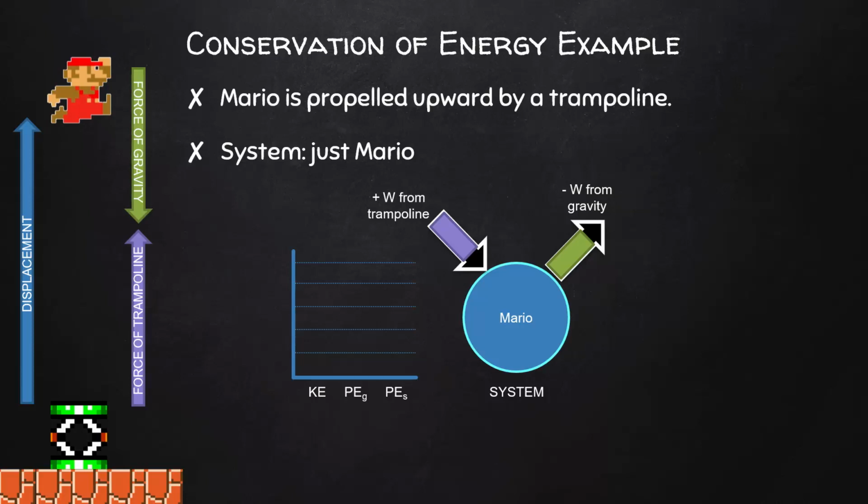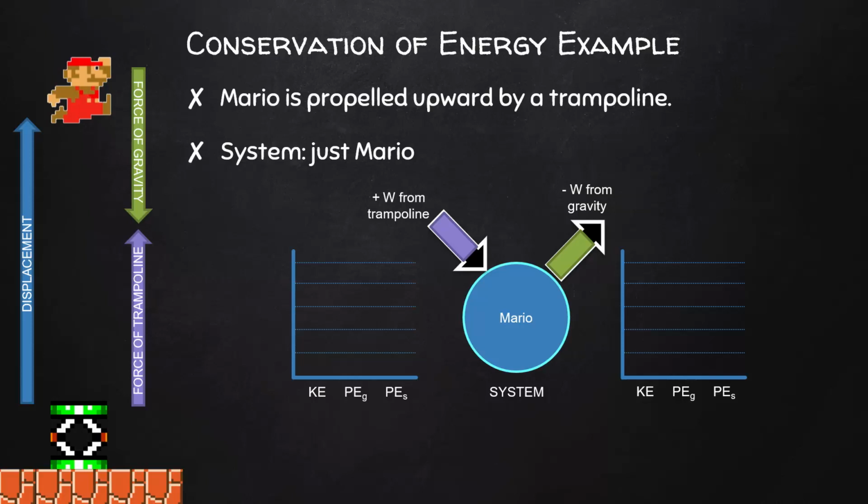Now let's take a look at the bar charts for each of these energies at the end. Well, at his highest point, he's not moving, so there's no kinetic energy. And once again, there's no gravitational field or trampoline included in the system, so there can be no gravitational potential energy or spring potential energy. From here, we can write a conservation of energy equation, which we can then plug in some given values and solve for whatever our unknown is.